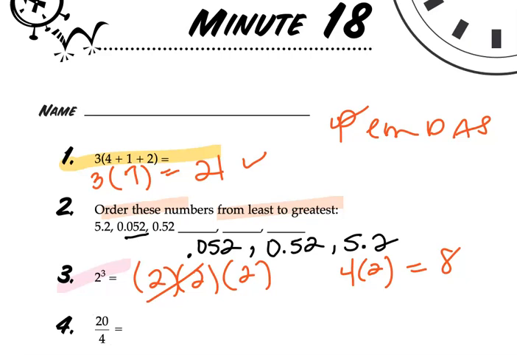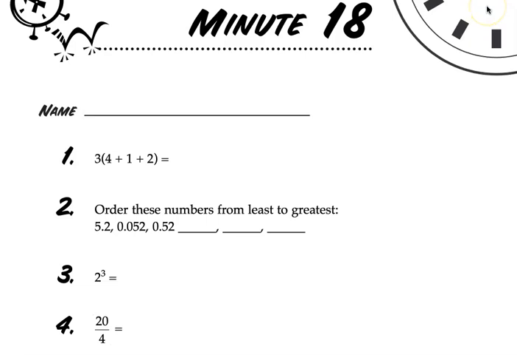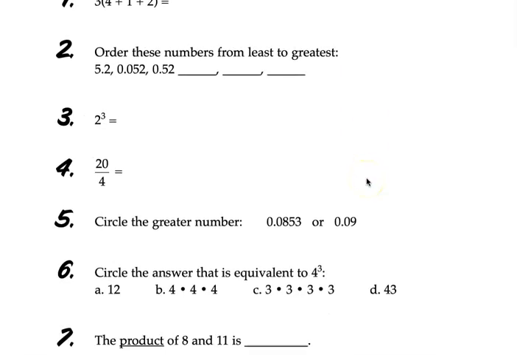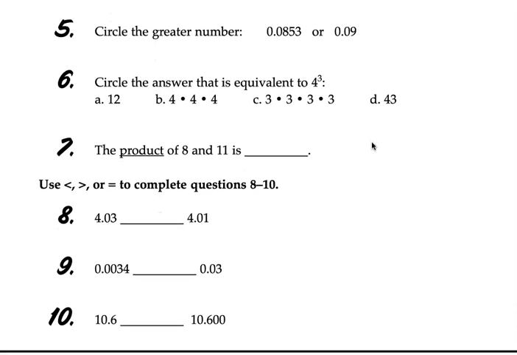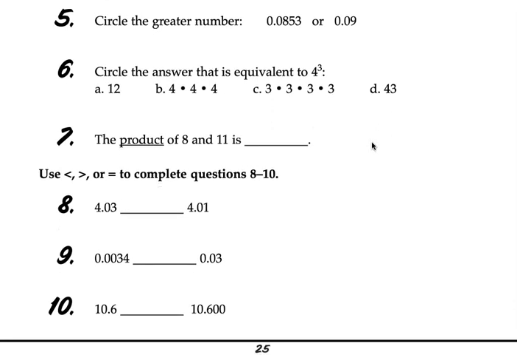And we are done. Now we have 20 divided by 4. 20 split into 4 groups would give us 5. And how do we check it? If 20 divided by 4 is 5, that means 5 times 4 is 20. All right, let's erase and get the last few problems in here.